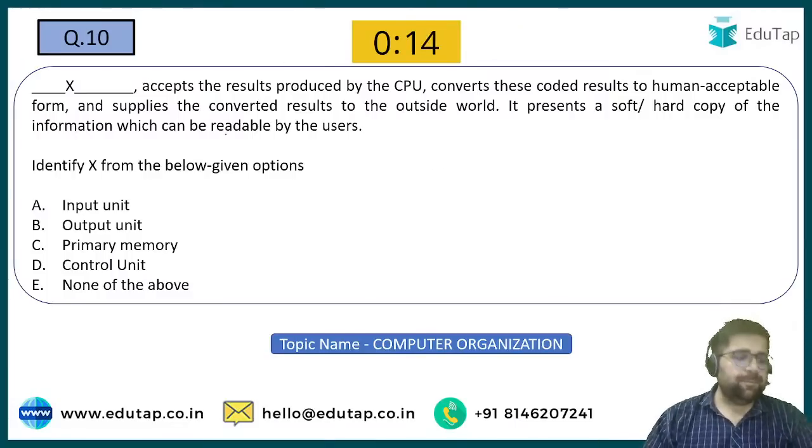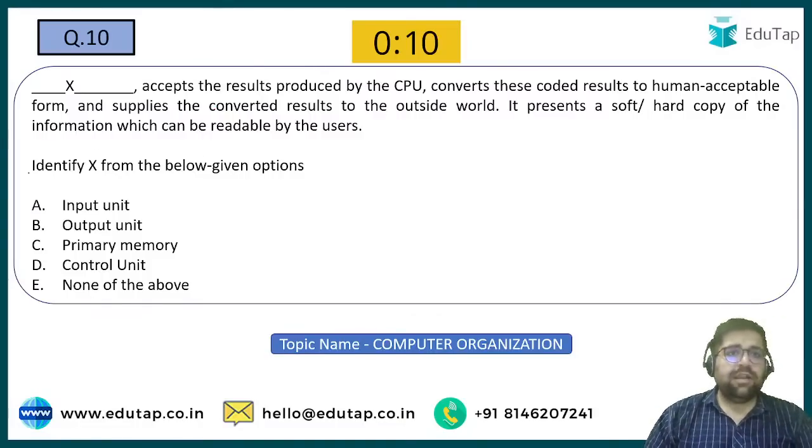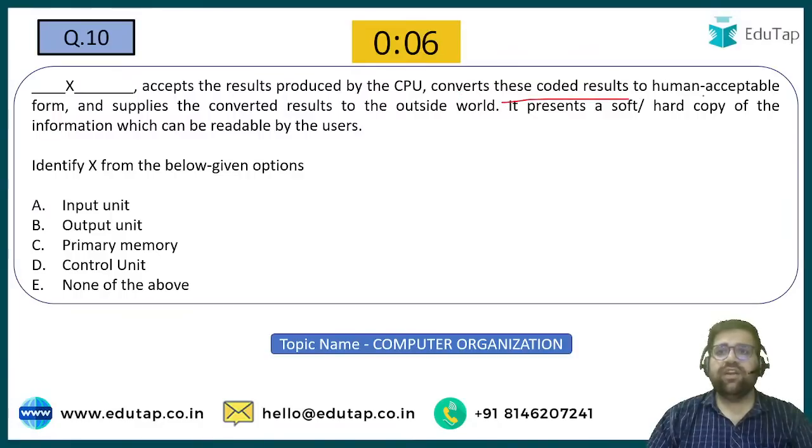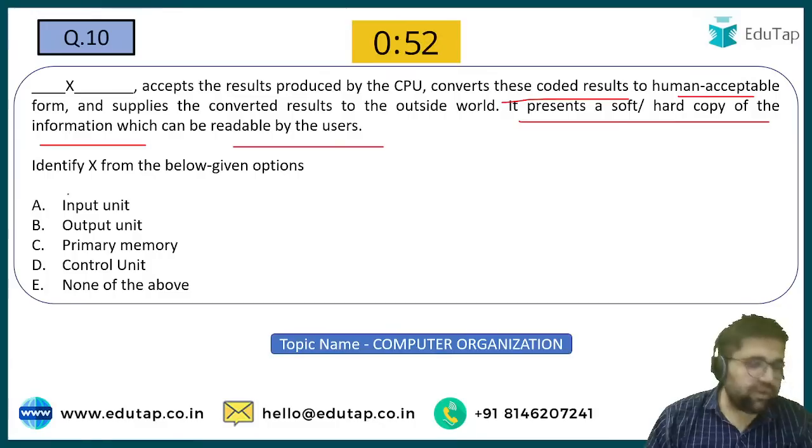Question number 10. Dash accepts the results produced by CPU and converts these into coded results to human acceptable form. Human acceptable form means what? That I can understand it. Very easy question. It presents a soft and hard copy of the information which can be readable by the users. The answer will be what? Output unit. Very good, my friends.